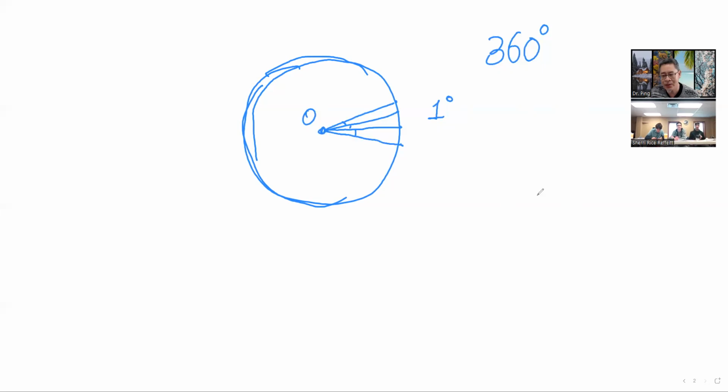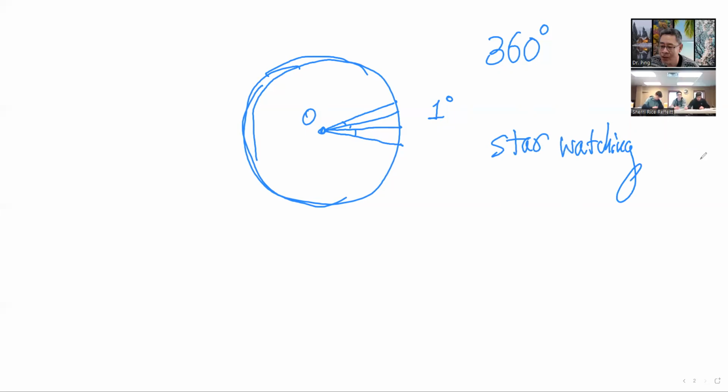And this actually came from the ancient Babylonians. Now, ancient Babylonians are known for their star watching. Remember in Jesus' birth, there were 3 people who came from the east. Do you remember what they are called? Wise men, and also another one is called the Magi. I hope I pronounced it right.